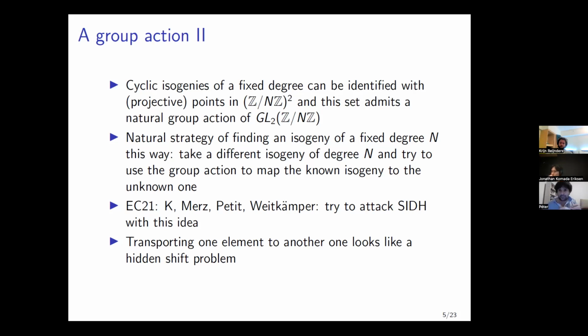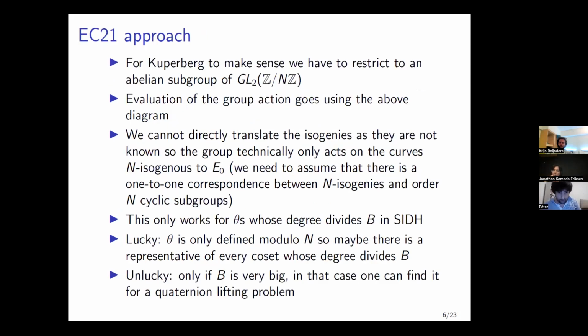This is the framework that comes up when you try to attack CSIDH with Kuperberg. We wanted to use this group action to define 2 functions which are shifts of each other, and then find a hidden shift using a quantum algorithm. There were many technical obstacles to this idea. First of all, Kuperberg works for abelian hidden shift problems, and the group GL2(Z/nZ) is non-abelian.